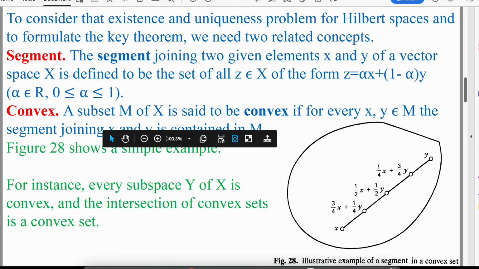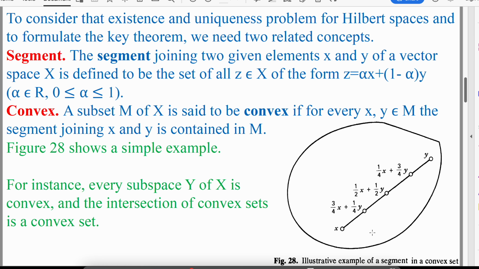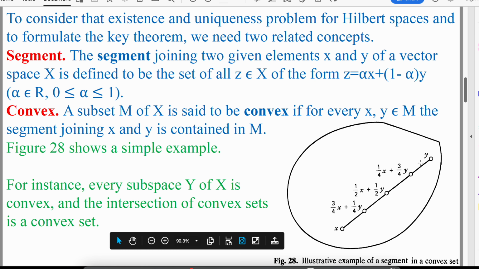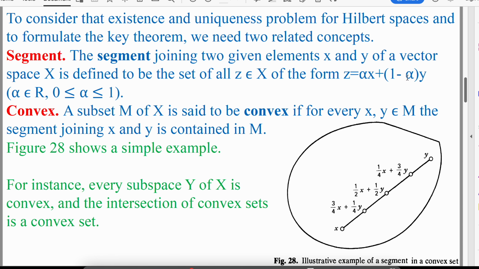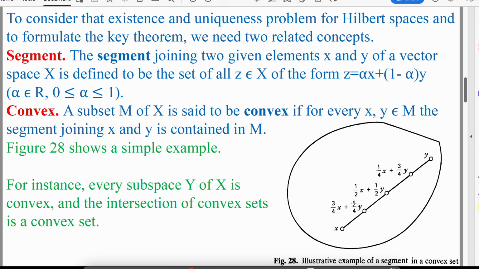So what is a segment? A segment is a line. The segment joining two given elements x and y of a vector space is defined to be the set of all z belonging to X, where z is of the form alpha x plus (1 minus alpha) y, where alpha is a real number lying between 0 and 1. So in this case, this may be one z, where alpha is 3 upon 4, 1 minus alpha is 1 upon 4. So 3 upon 4 x plus 1 upon 4 y.